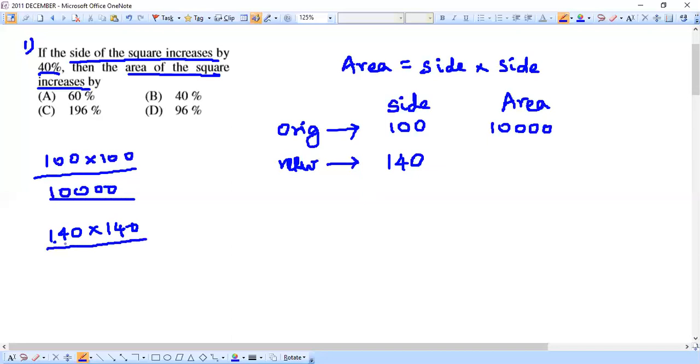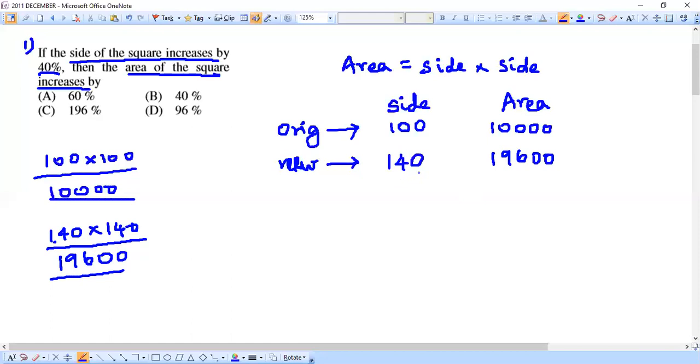Okay, fine. So now what can we do? 14 into 14. If you know 14 tables, we can easily do this. 14 14s are 196. And we have 140 here and 140 here, that means we have to insert 2 zeros here. Because I know very well 14 into 14 is 196, and these two zeros we are just inserting following that 196. So that means we are getting the new area to be 19600. This is going to be the new area.